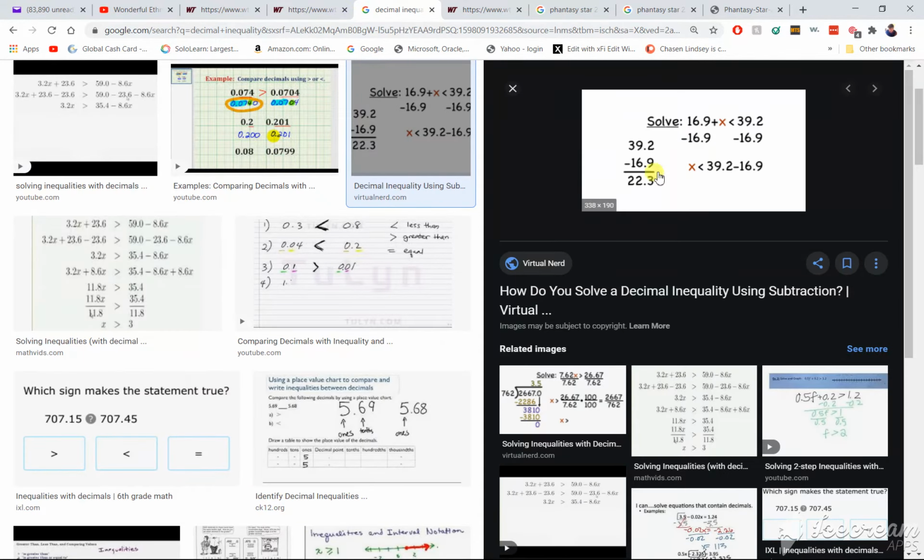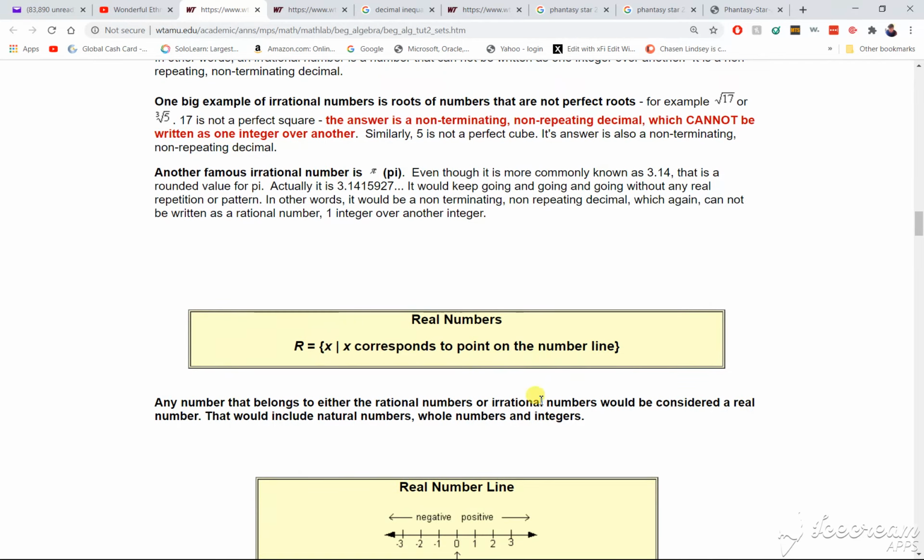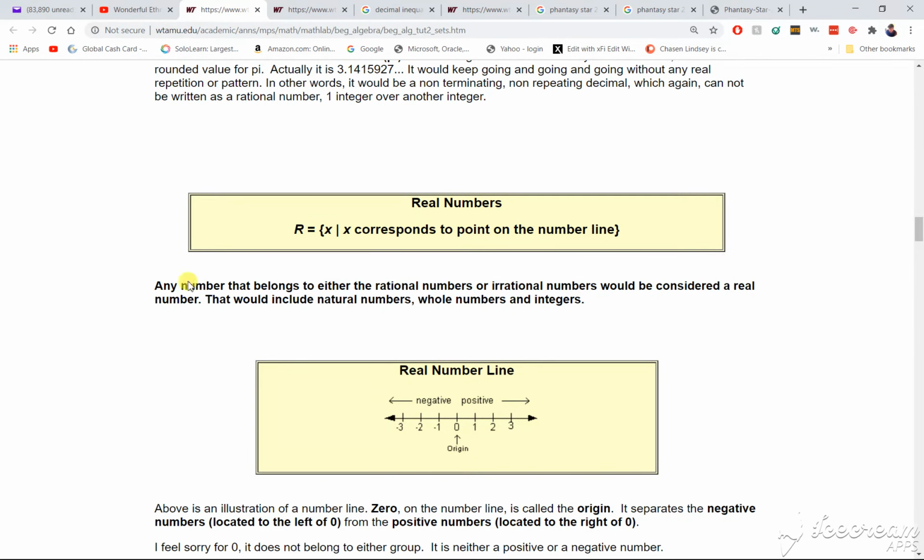Real numbers are equal to x. X corresponds to a point on the number line. Any number that belongs to either the rational or irrational numbers will be considered a real number.